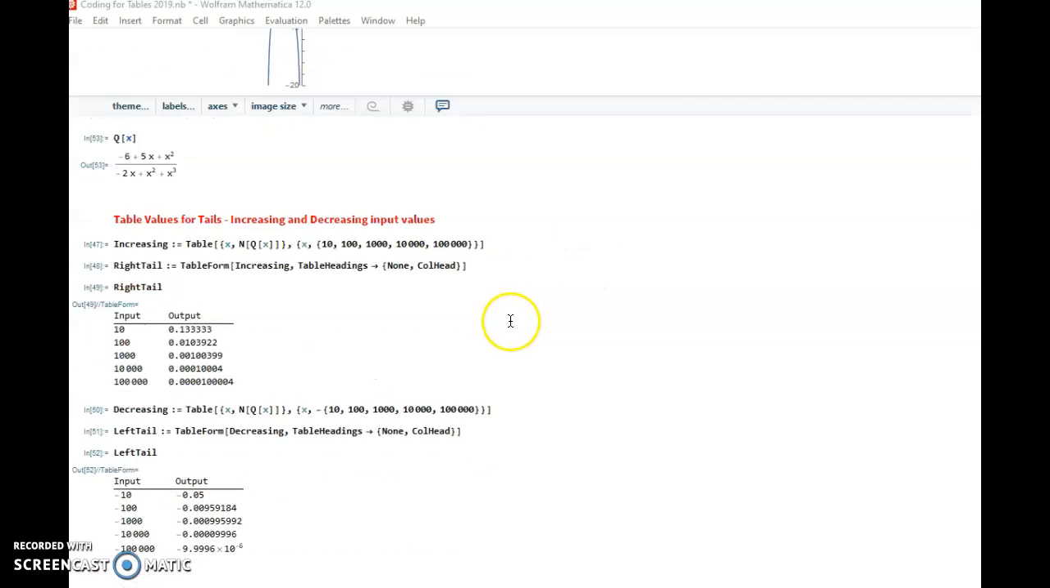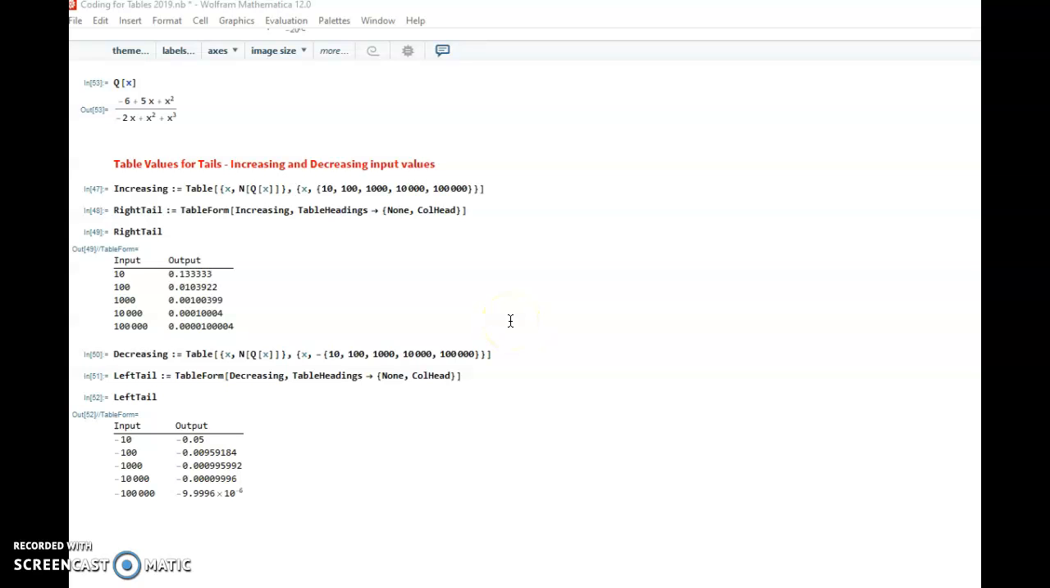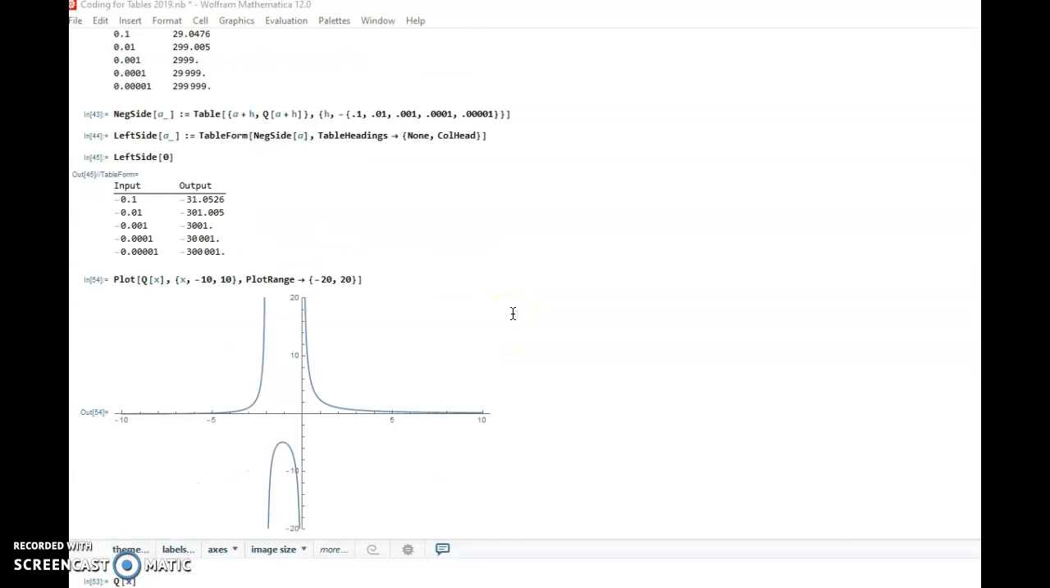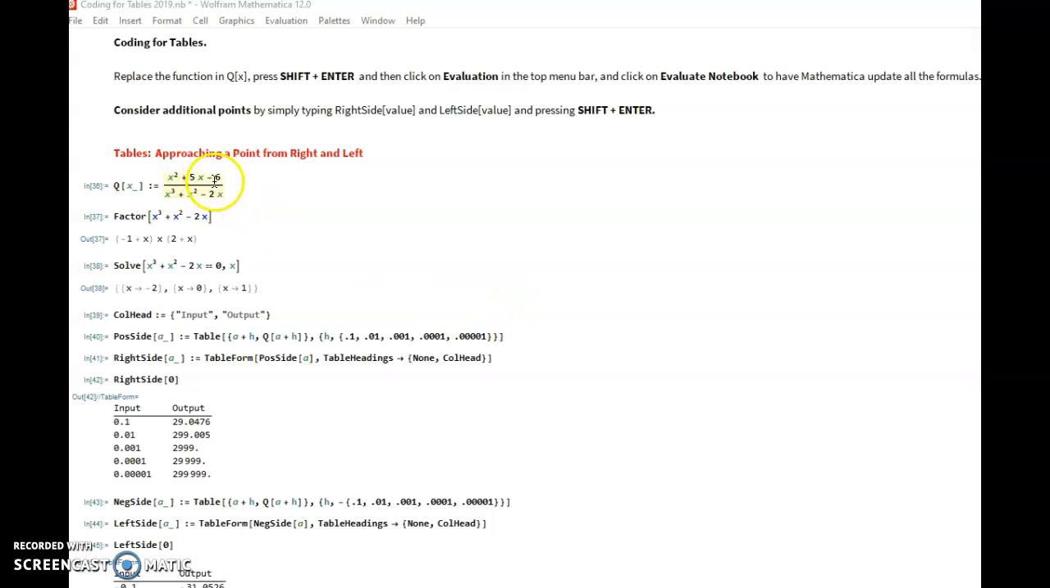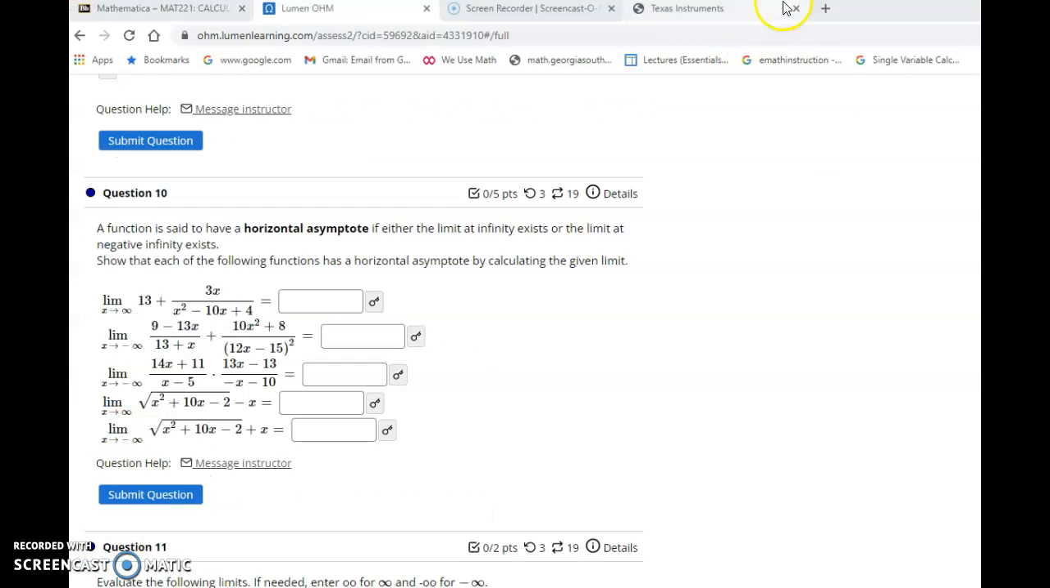So the coding for these tables that is done here for you is kind of convenient. And if you wanted to change to another function, you simply go up here and change the function. Let me show you what I mean.